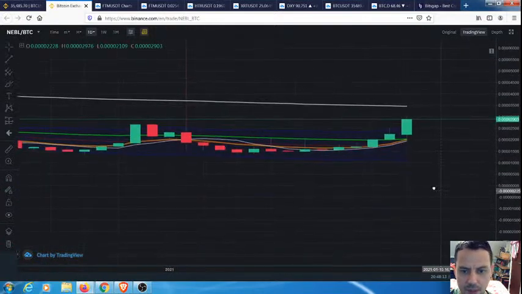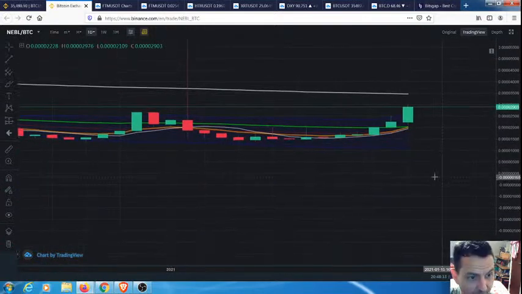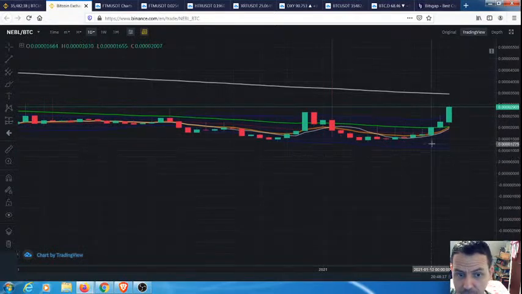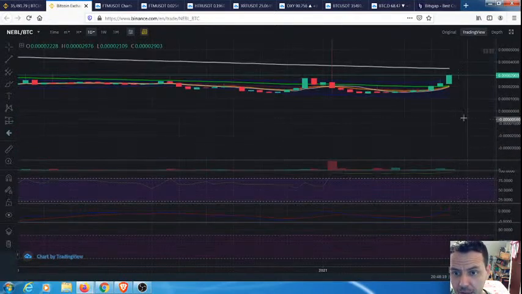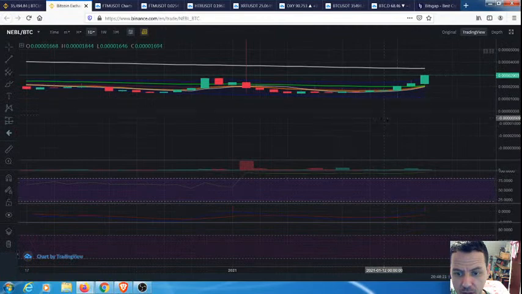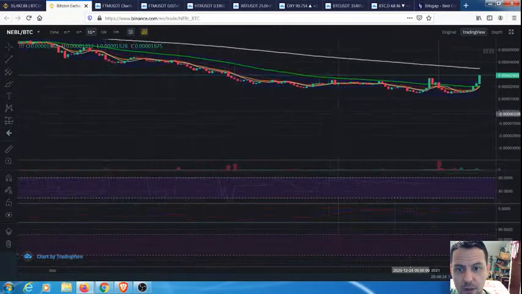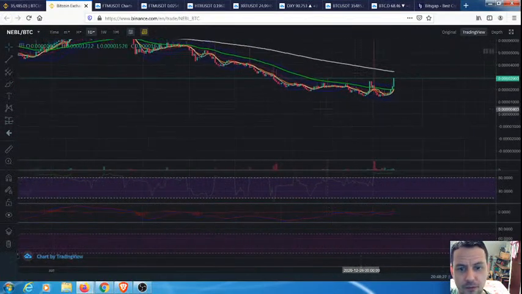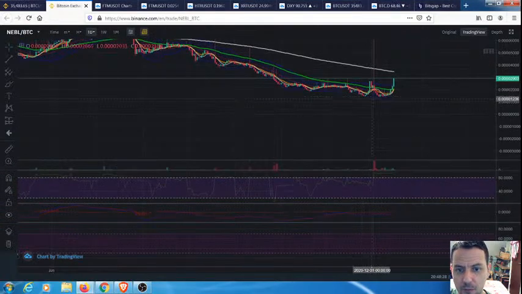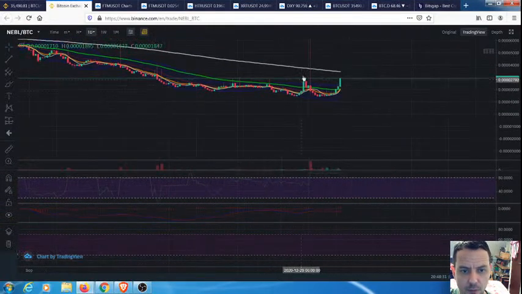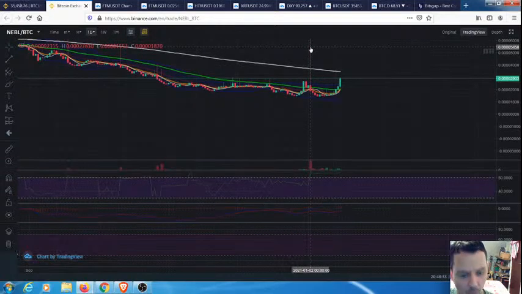Right, what I would say is at the moment, it is looking okay. It's not an entry point as far as I'm concerned, but it's only recently found its bottom, and there appears to be a double bottom formed there. This wick here, I don't know what happened there.